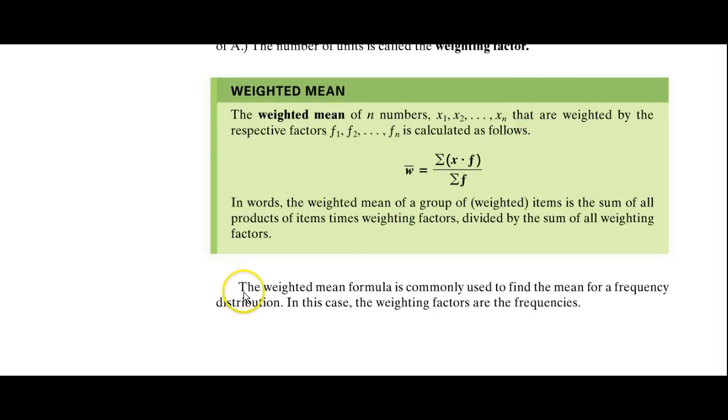And to further develop, the weighted mean formula is commonly used to find the mean for a frequency distribution. That is, where there is more than, let's say, just one in a category, you would have to multiply, again using the weighted mean, when they use a W up here that is barred.